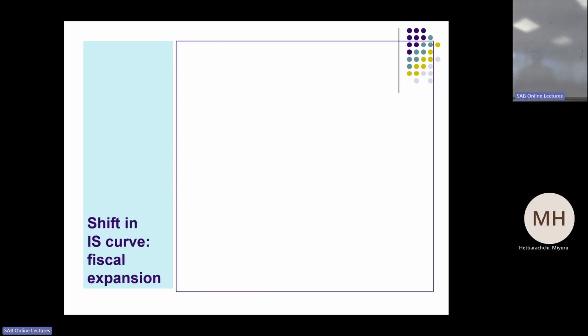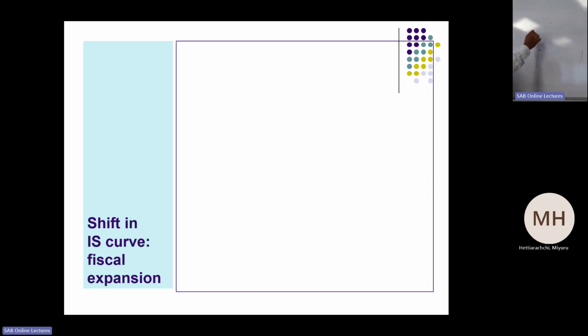Now what happened? This is our IS-LM, with R and Y. This is our IS curve, downward sloping. This is our LM curve, which depends on the money. We assume the price level is constant.